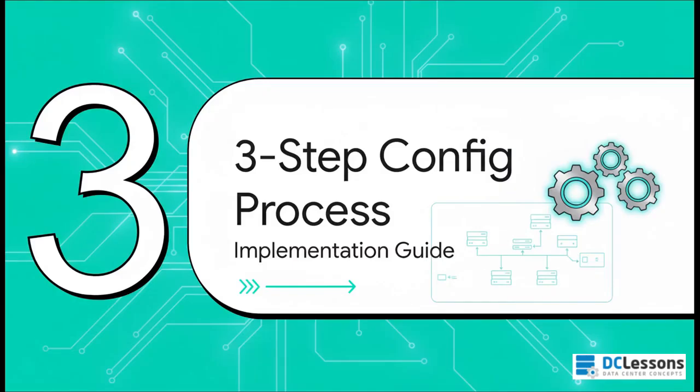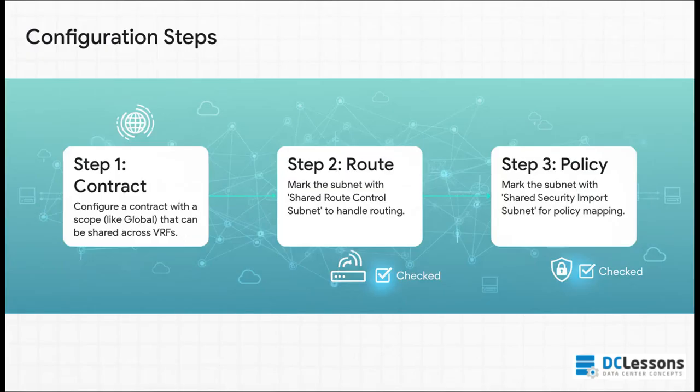Okay, now that we've got the core components down, let's put it all together. The whole configuration can really be boiled down into a pretty straightforward 3-step process. Yep, it pretty much comes down to this. Step 1, you need a contract that can actually be seen and used across different tenants. So setting its scope to global is the typical way to go. Step 2, on the provider side, the L3Out side, you check that shared route control subnet box. That handles the routing.